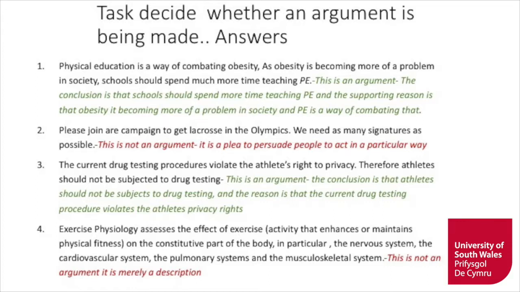Okay, number 2. That was around getting people to campaign for lacrosse to become an Olympic sport and getting people's signatures. This is not an argument, it's a plea to persuade people to act in a particular way. Number 3, this was around drug testing procedures violating an athlete's right to privacy, and it being unfair for them to be subjected to that drug testing. So this is actually an argument. The conclusion is that the athlete should not be subject to drug testing. The reason is that the current testing procedures violate athletes' privacy and rights.